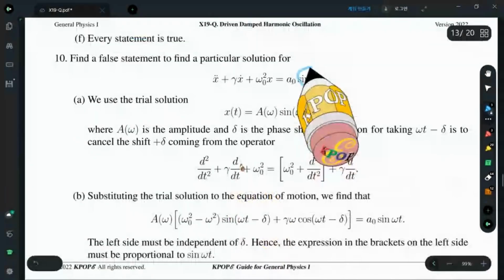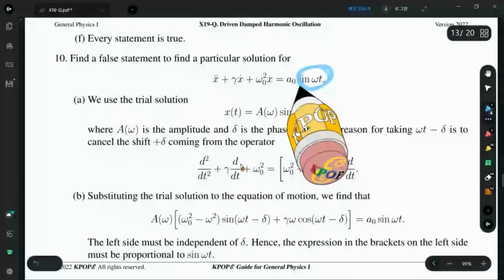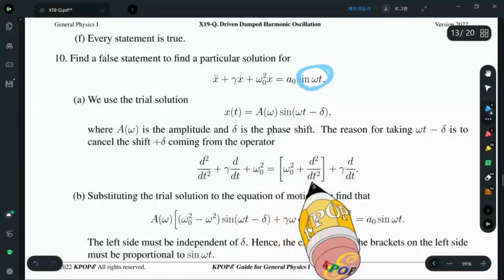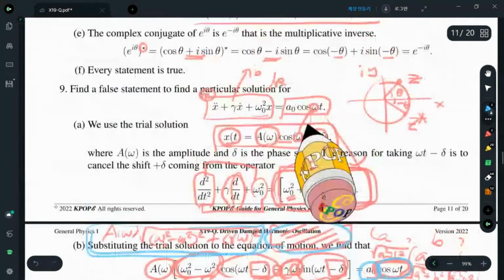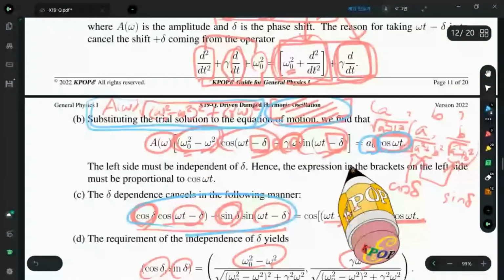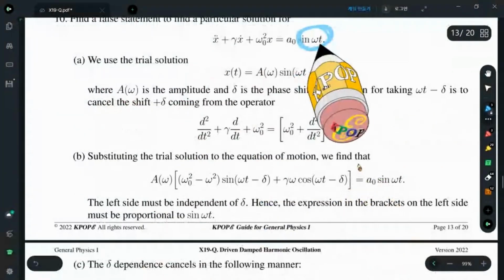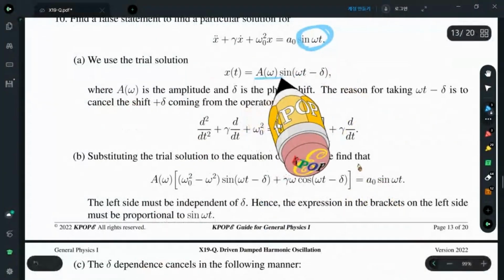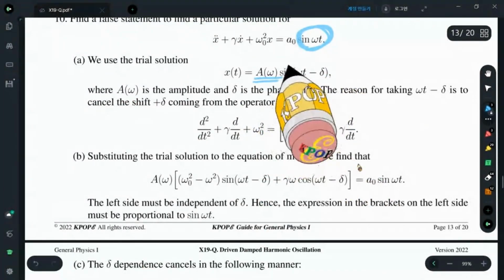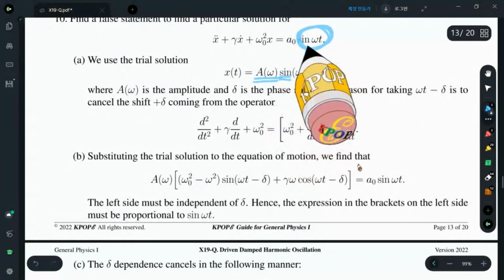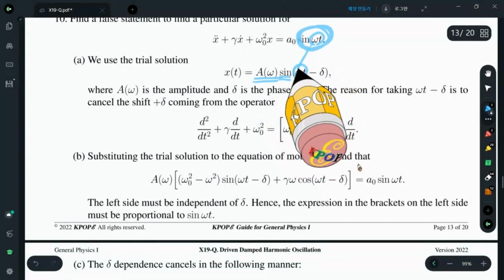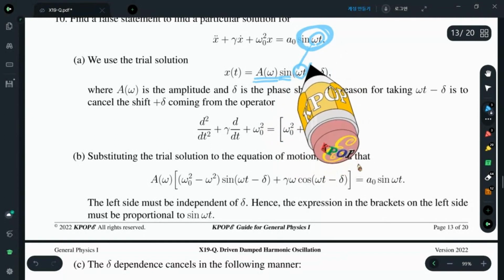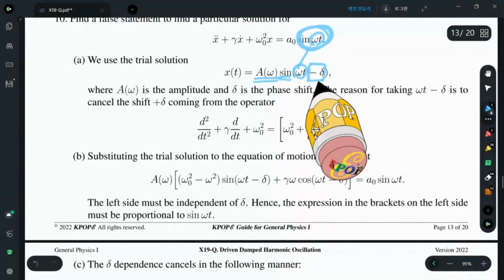What should I do if I have to solve the sine omega t style? Actually, the method is exactly the same as what we have done for the cosine case. Let's repeat. The substitution will bring in the amplitude A omega and sine, the same sine, and omega t the same. The frequency must be identical to each other, and I introduce a phase shift.